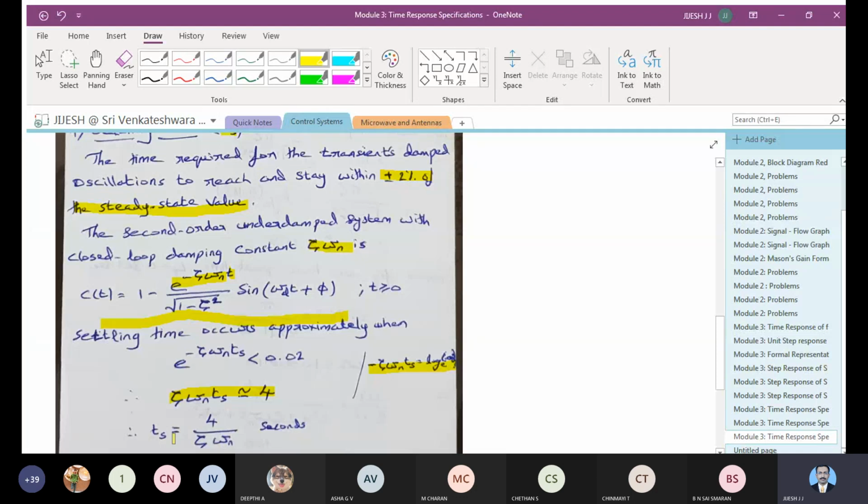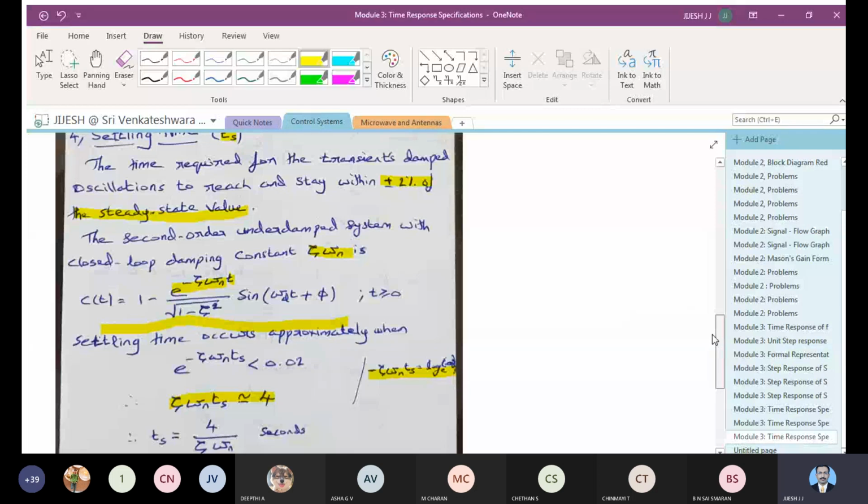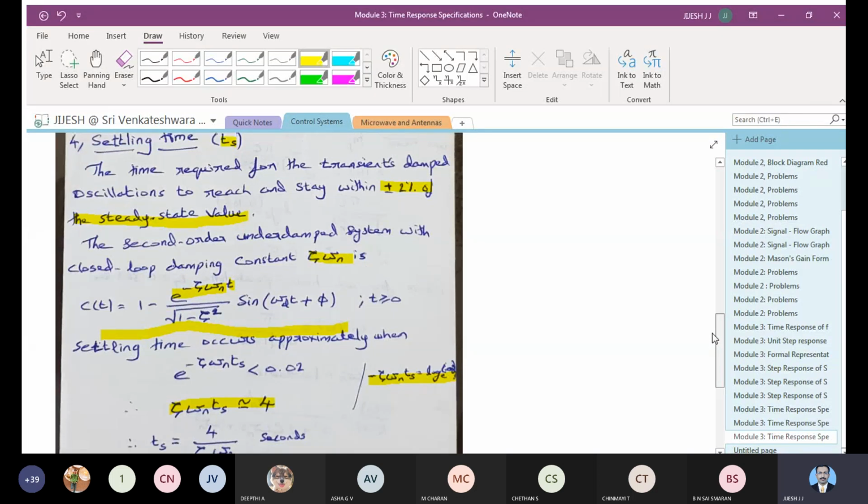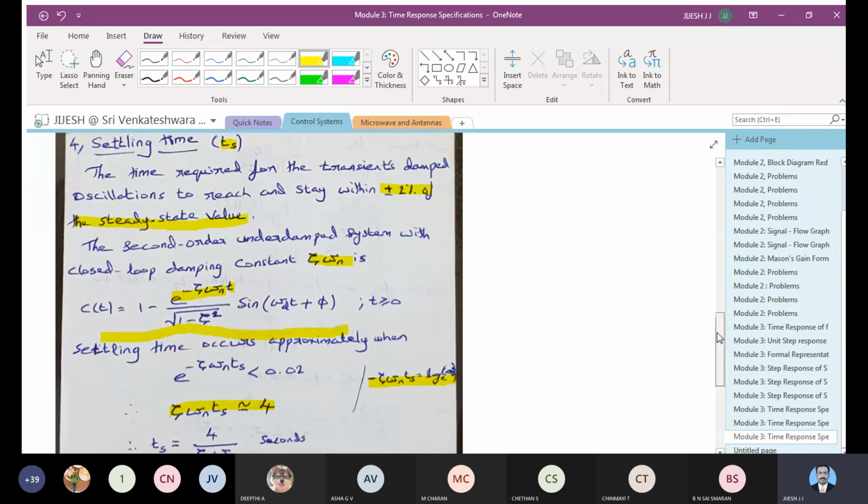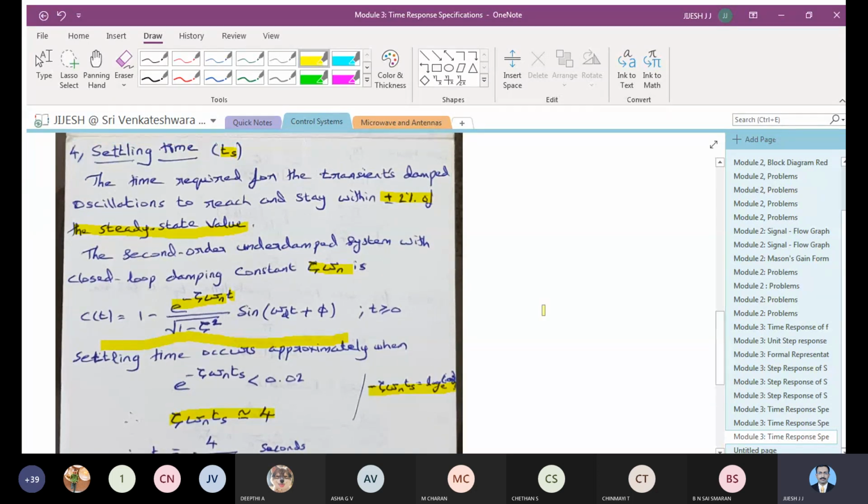So your ts is going to depend on the function zeta omega n. When the value changes, your settling time also changes, and you can see how much time it takes for the system to settle down within plus or minus 2% of the steady state value. So you can note down and write down the definition. This is the final equation for ts.